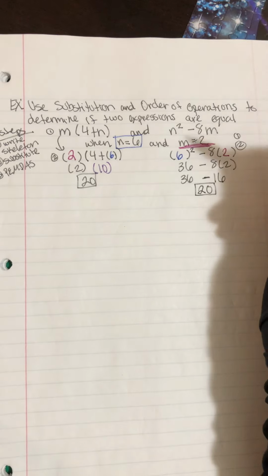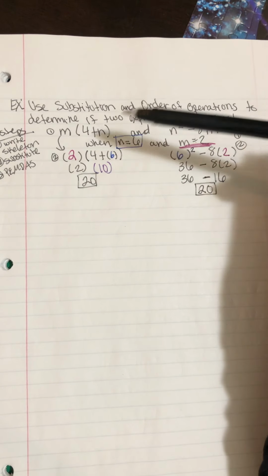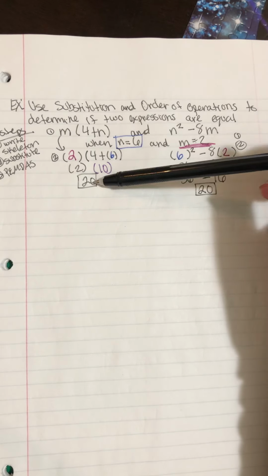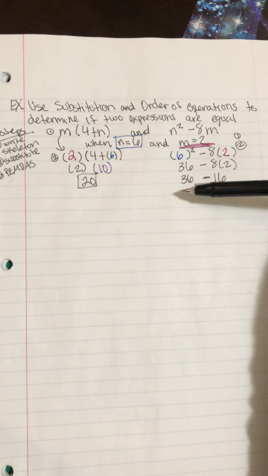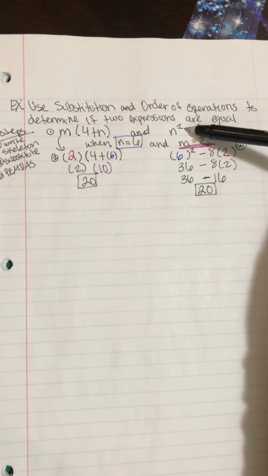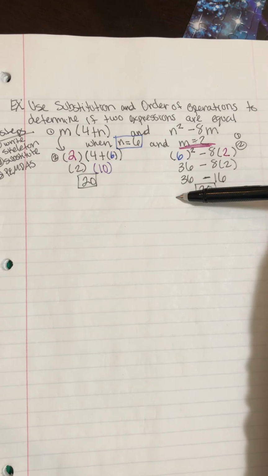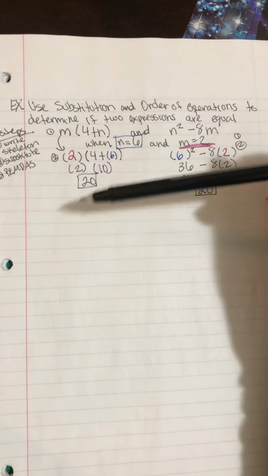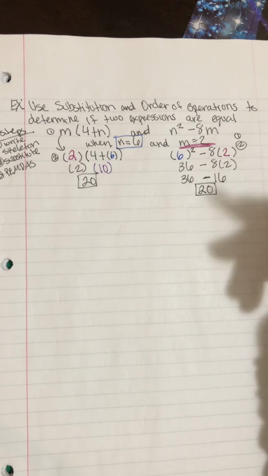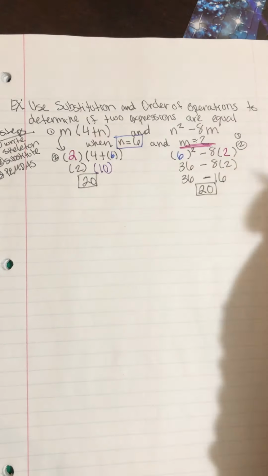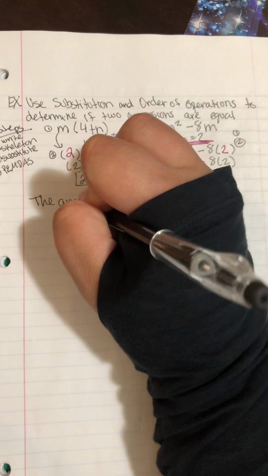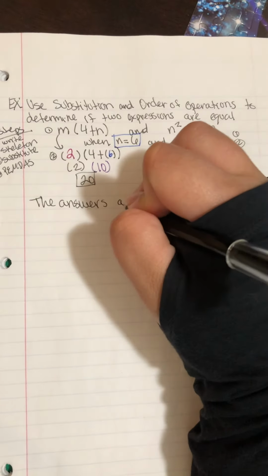What does that mean? It means that expression 1 and expression 2 are both equal. They are equal to each other. They may not look the same, but they are equal because we plugged in both of these values and they came out equal to each other. So what does this mean? It means the answers are the same.